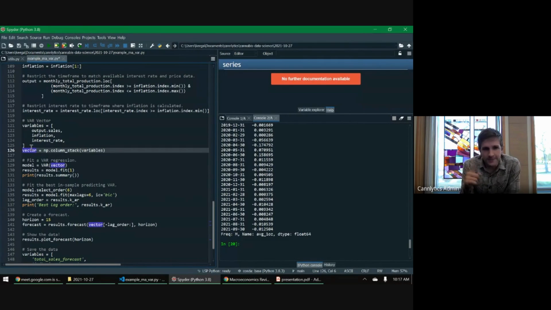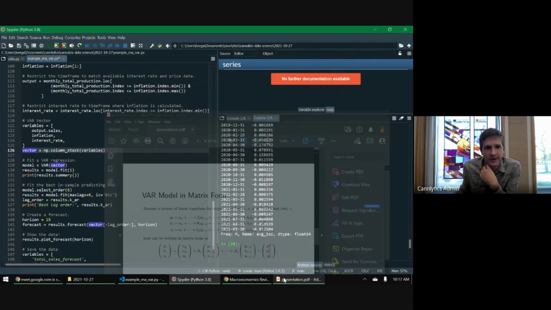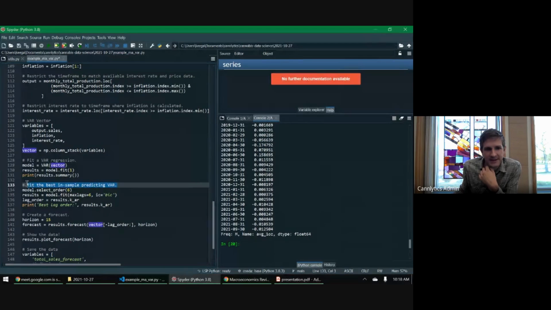So this is where we get into the art of forecasting. We're given that a VAR depends on variables from prior periods, but how many prior periods? Because we're doing monthly here. Does it depend on just last month's? Does it depend on last month's and two months ago? Does it depend on the whole quarter? This is where we try to fit the best VAR from our in-sample data.